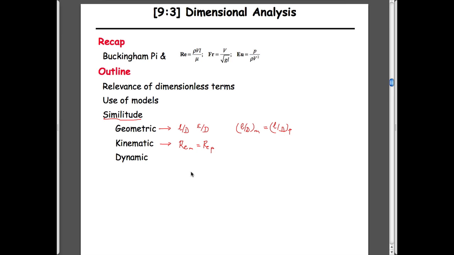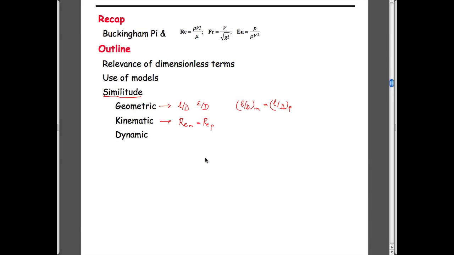And typically, if the geometry is the same, so the model is the real model of the real system, and the Reynolds numbers are the same, then the flow regime around that object is exactly the same in the model as in the prototype. And dynamic similitude would be that the forces acting on the system are the same. So typically these are that the Euler number for the model is equal to the Euler number for the prototype, or in a free surface problem that the Froude number for the model is equal to the Froude number for the prototype.